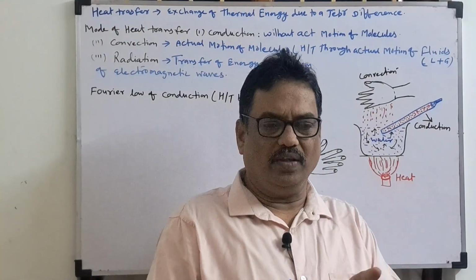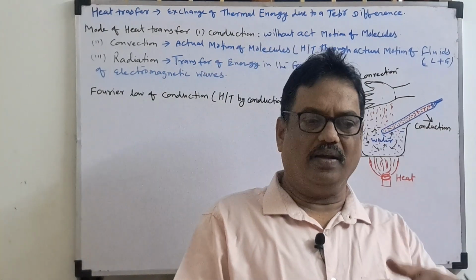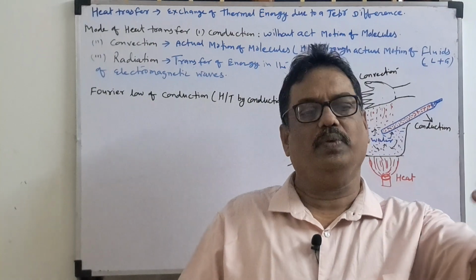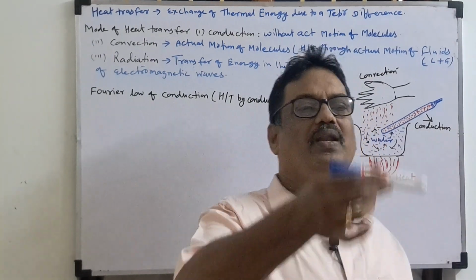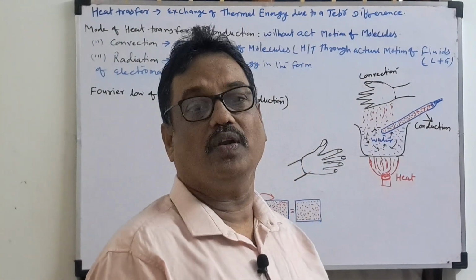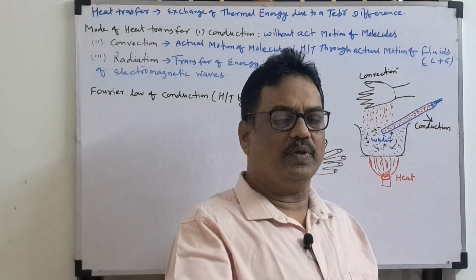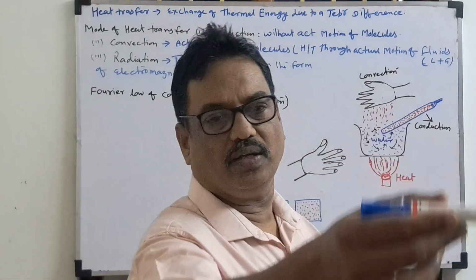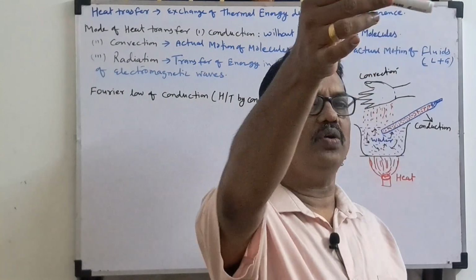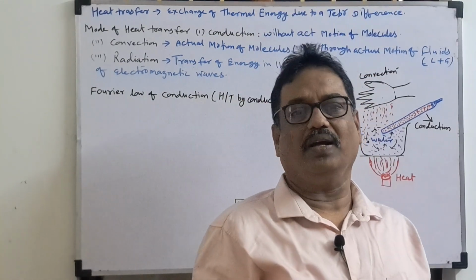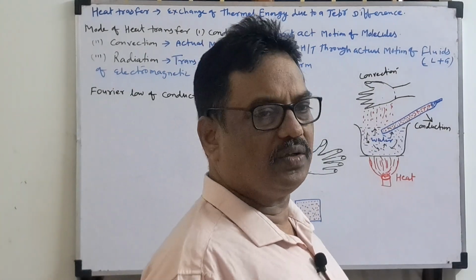Again, listen. Suppose the teacher gives the chalk piece to the first student, and simultaneously it is passed from one to another, so that the chalk piece reaches the last student. That process is known as conduction. But if I go myself and give the chalk piece to one student, then another student, then another, one by one, that is called convection.